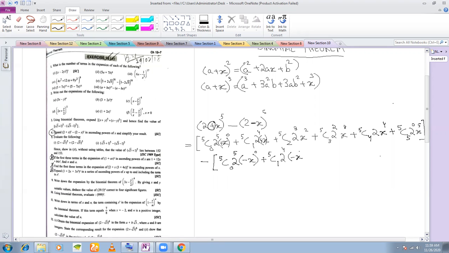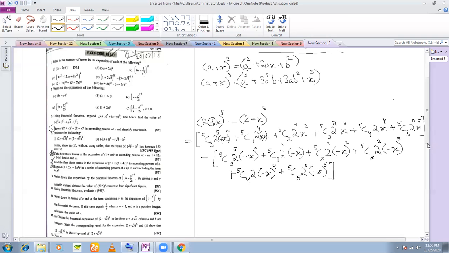into minus x to the power of 1, plus 5c2 into 2 cube into minus x to the power of 2, plus 5c3, 2 square into minus x to the power of 3, plus 5c4 into 2 into minus x to the power of 4, plus 5c5 into 2 to the power of 0 into minus x to the power of 5.